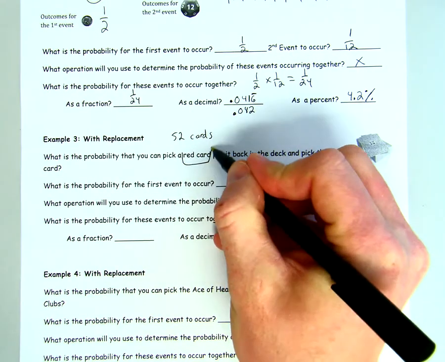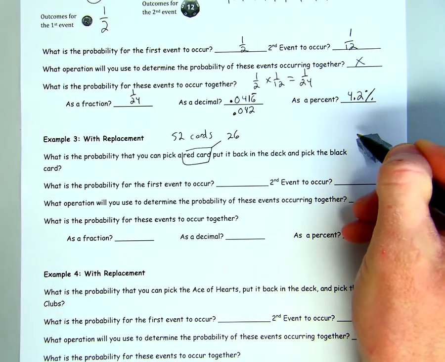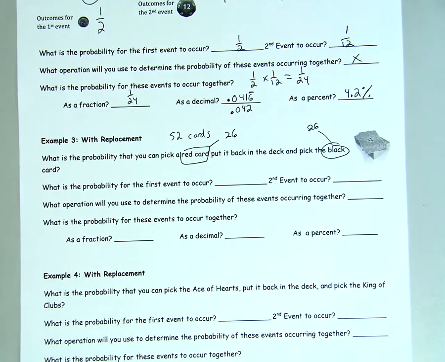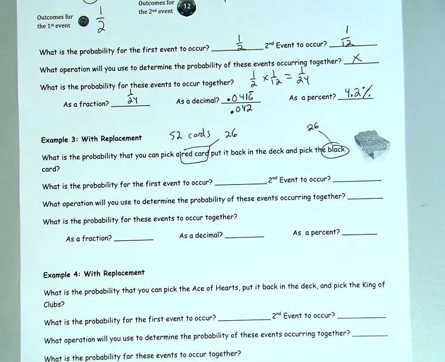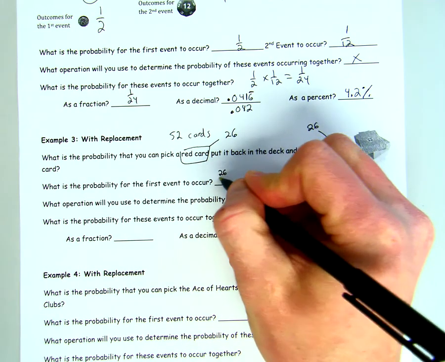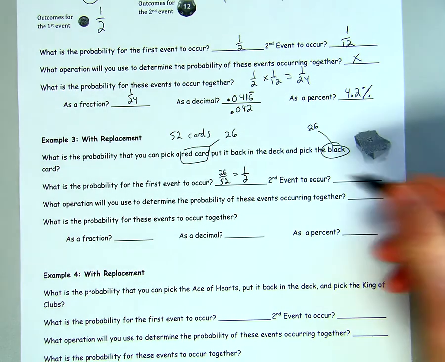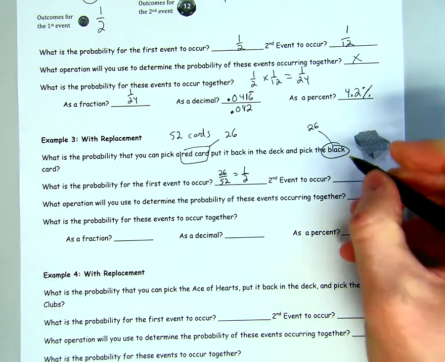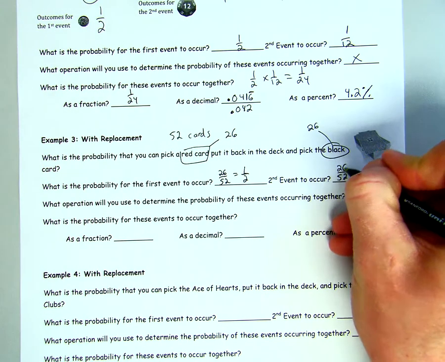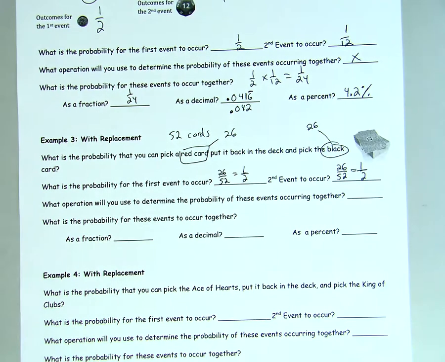Okay, as far as red cards go, there are 26 of them. And as far as a black card goes, there are 26 as well. Okay, it's evenly split. So what is the probability for the first event to occur? That's picking a red card, 26 out of 52. Can actually simplify that to 1 over 2. The probability of my second event occurring, because I put the card back, I still have 52 in there. And again, it's 26 to get a black one, which also simplifies to 1/2.